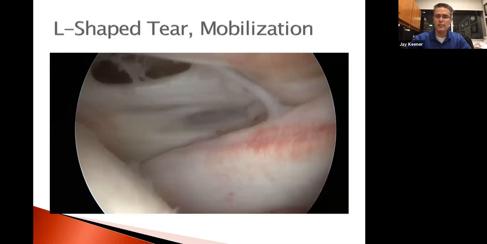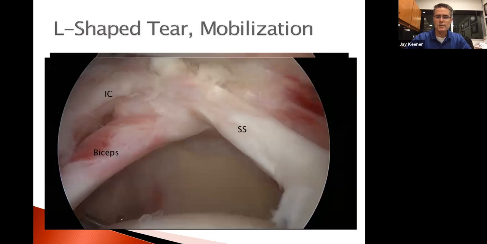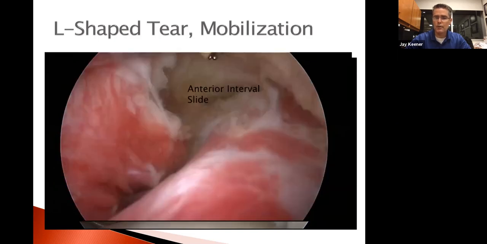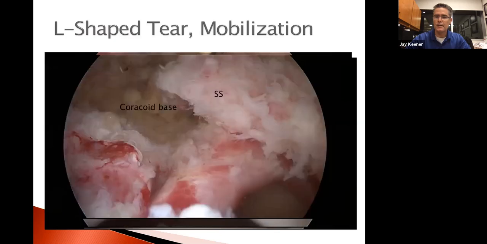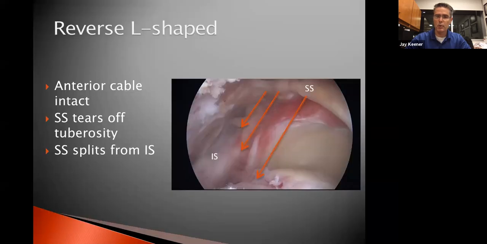You can see uncovering of the biceps tendon. This is the same shoulder from the lateral view. The IC is the interval capsule, the biceps, and then the supraspinatus. So in this shoulder, this is a perfect case for an anterior interval slide, which is a release of the coracohumeral ligament and the adhesions underneath and anterior to the supraspinatus tendon so that you can fully mobilize it.